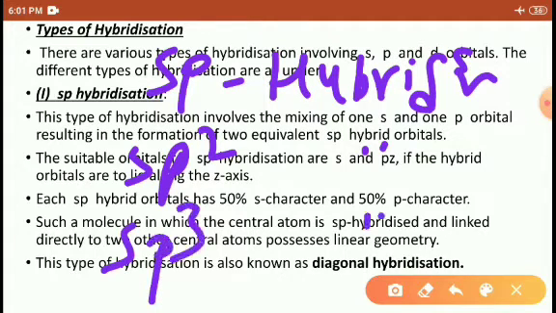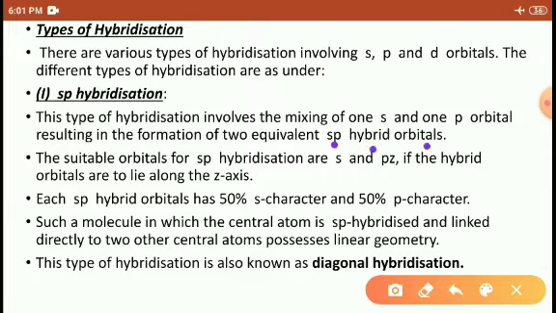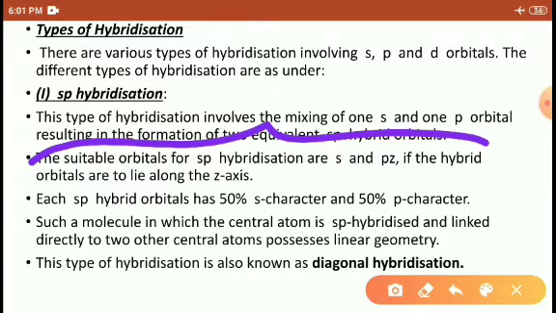Last one, sp hybridization. This type of hybridization involves the mixing of s and p orbitals, resulting in the formation of two equivalent sp hybrid orbitals. Right, students? So the suitable orbitals for sp hybridization are s and p. Sorry, it was mistakenly written as z.